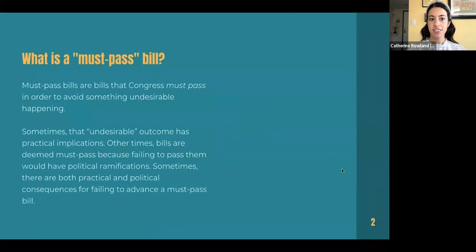They are bills that Congress must pass to avoid something undesirable happening. Sometimes that undesirable outcome has practical implications, other times political ones, and sometimes both. For example, if Congress fails to pass an appropriations bill, the government shuts down, and that has huge practical consequences for the economy and for government programs and services. On top of that, the public and the media are going to blame Congress and the White House for those consequences, causing a political problem. Next slide, please.